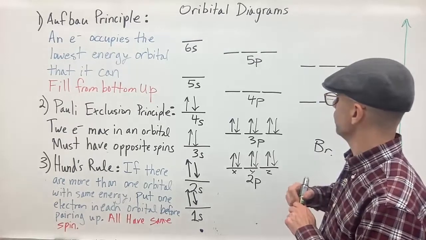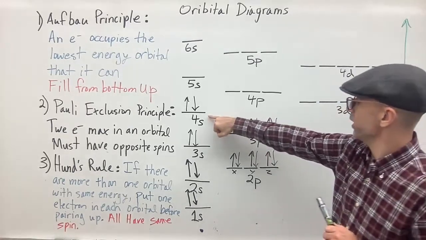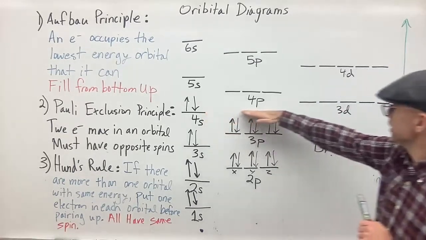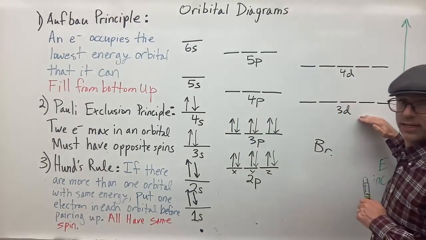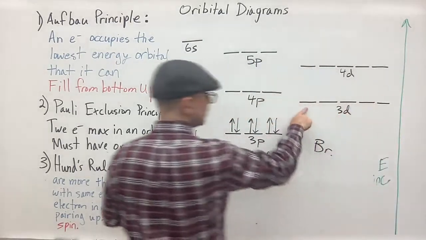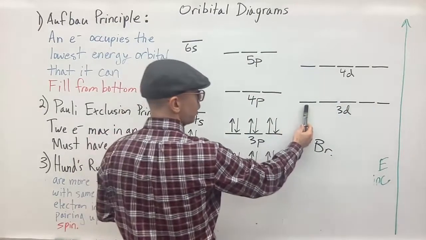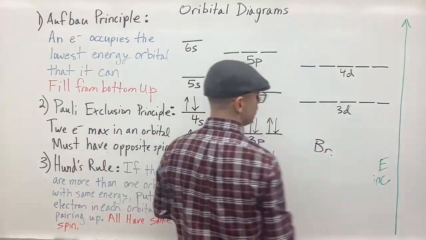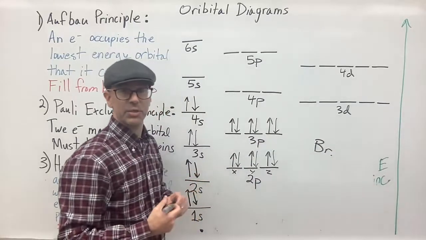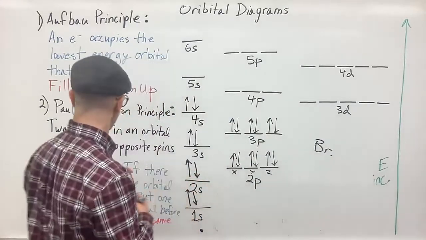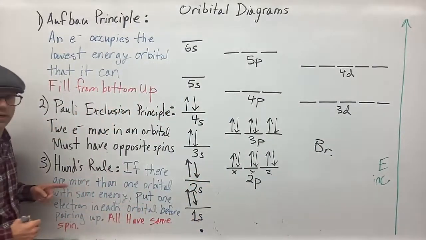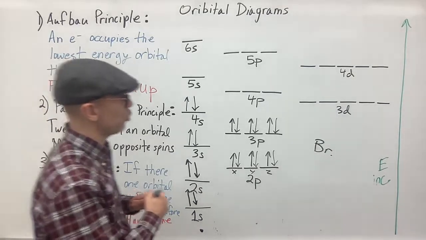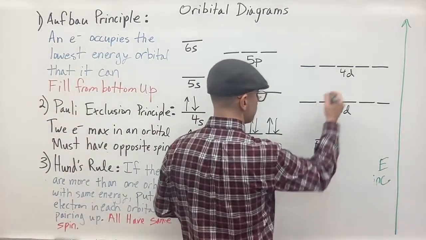So let's keep going. Where do we go now? We have the 4s. What's the next highest energy level? Right here. This is the next energy level, so we're going to fill this one in. But notice that all 5 of them are the same energy, so we're going to have to follow Hund's rule here. We fill them in one at a time.